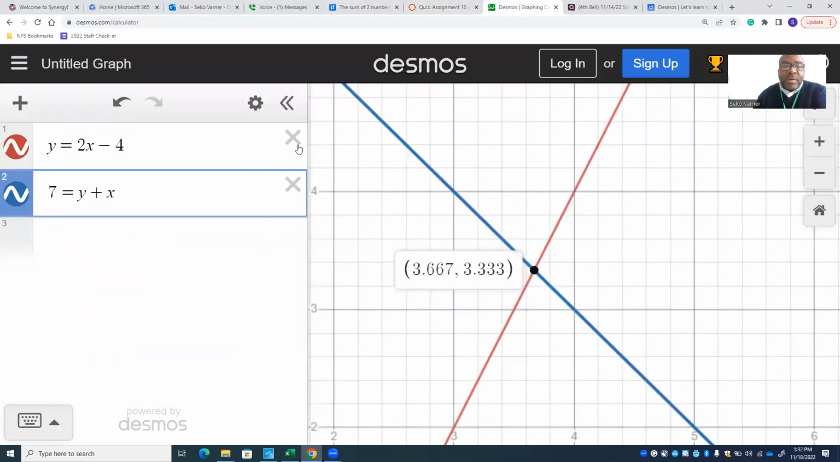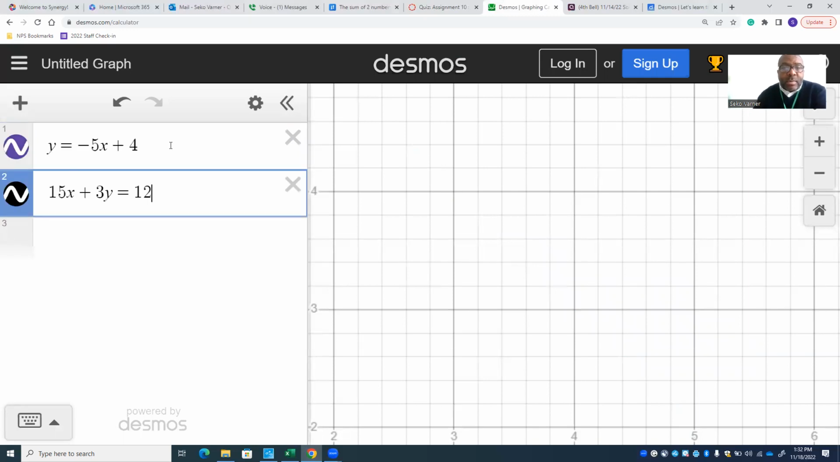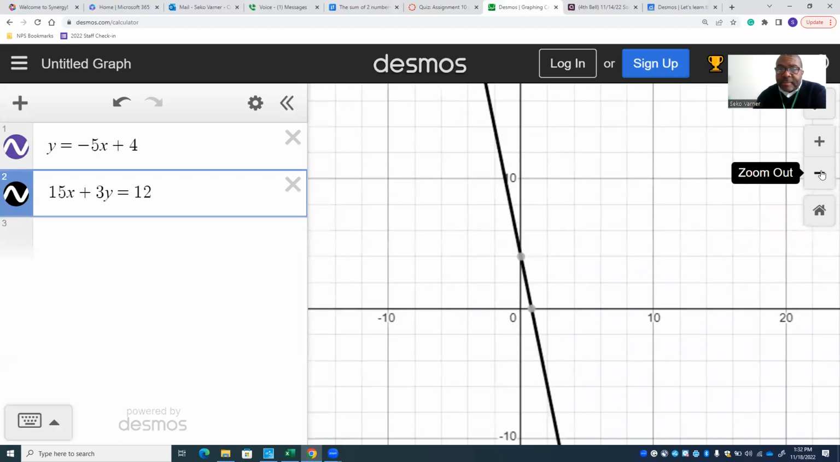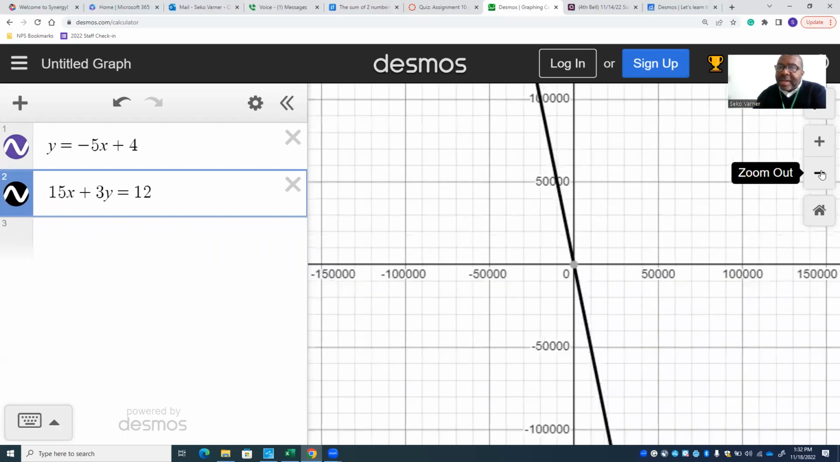So now I'm going to go to Desmos, and I'm going to pop in these two. Initially, I don't see them, so I may have to zoom out a little bit. Now look, I keep zooming out and I just see one line. So what that means, watch this.